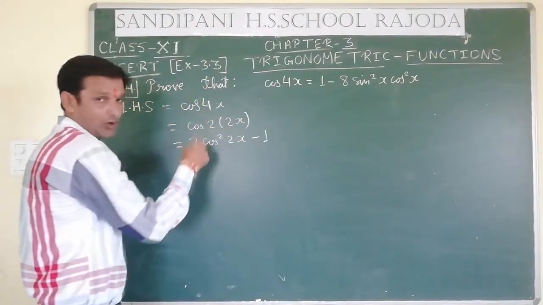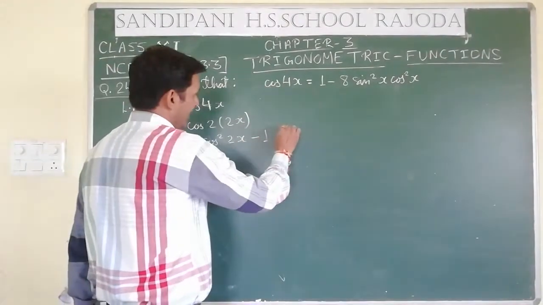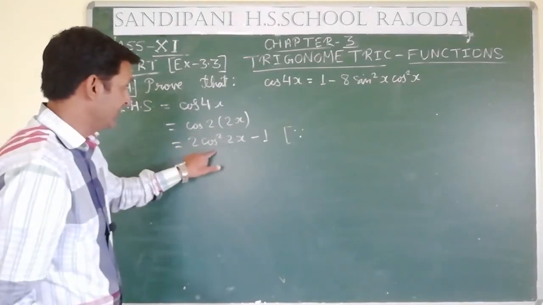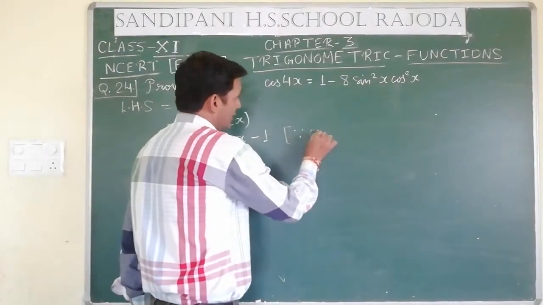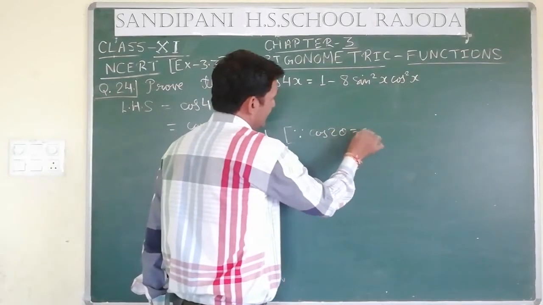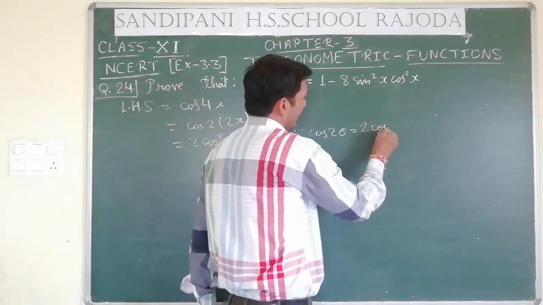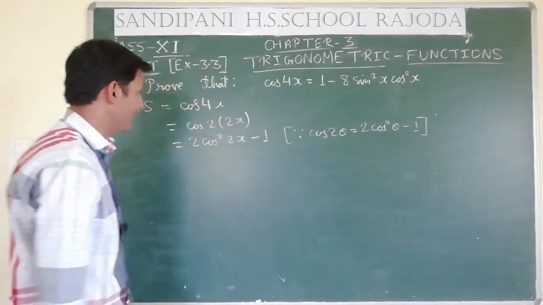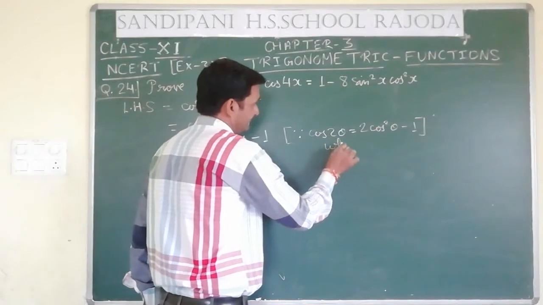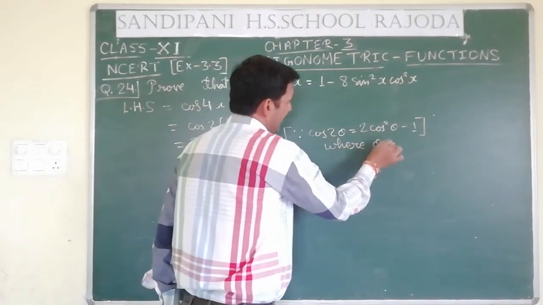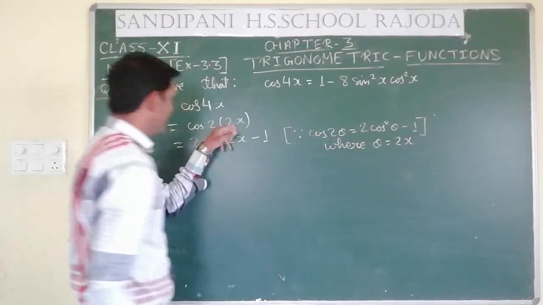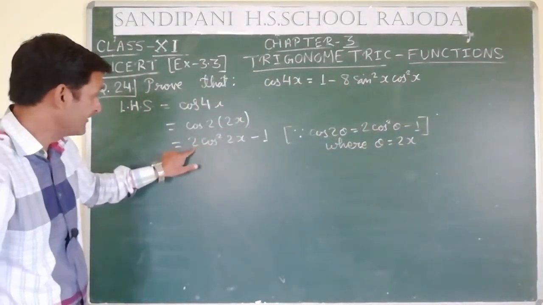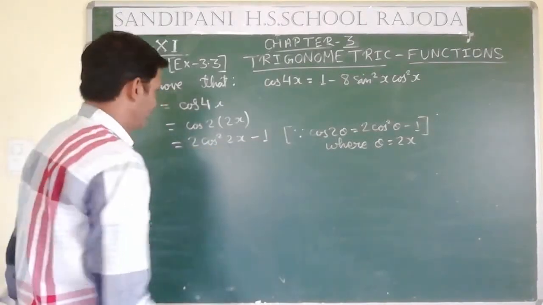This 2 into 2 is 4. So this step is clearly mentioned there, so no need to write anything there. But here it is needed that cos 2 theta is equal to 2 cos square theta minus 1. Here in place of theta, theta is equal to 2x. It is very clear from here. So that's why we have written here 2 cos square 2x minus 1.